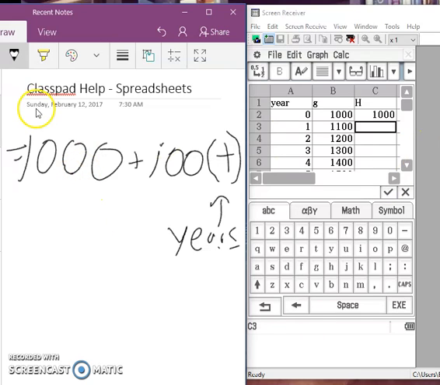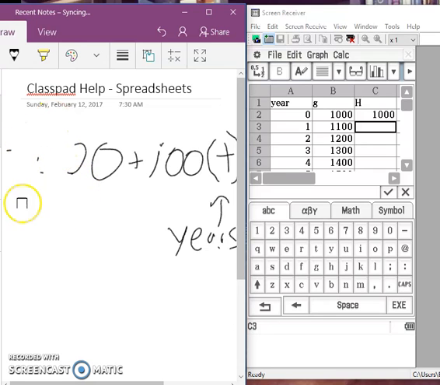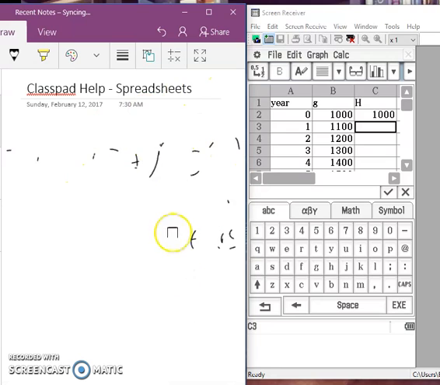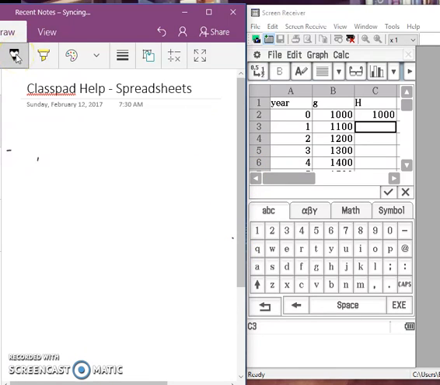Now this one's a little bit harder. I'm just going to go through and erase this so we've got some room for it. Holly has a more complicated equation. Holly's account is being compounded annually.